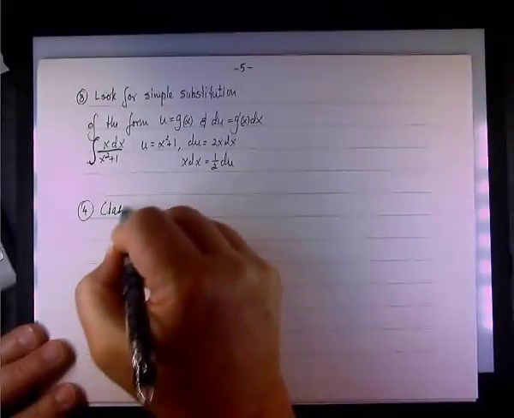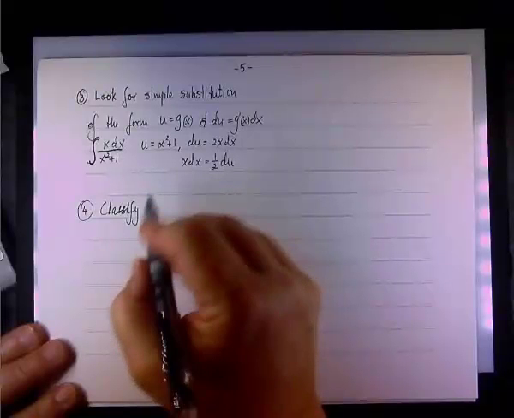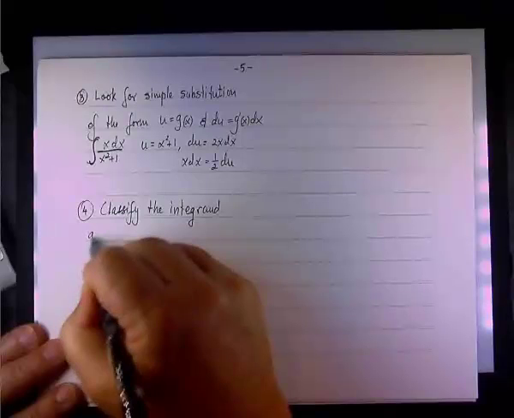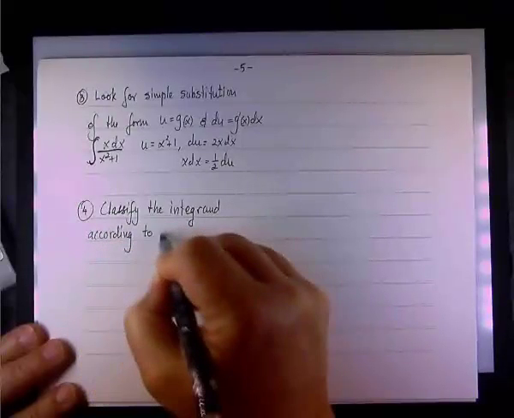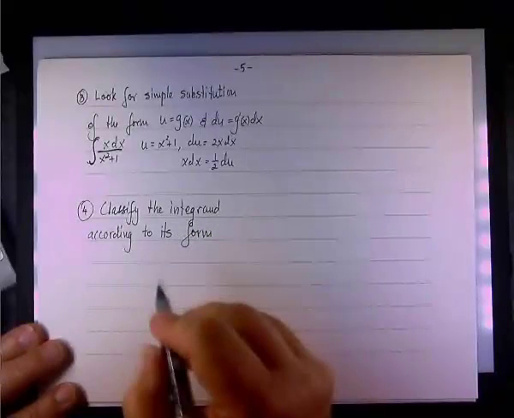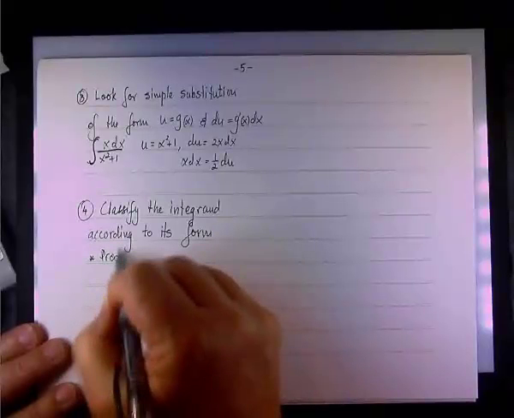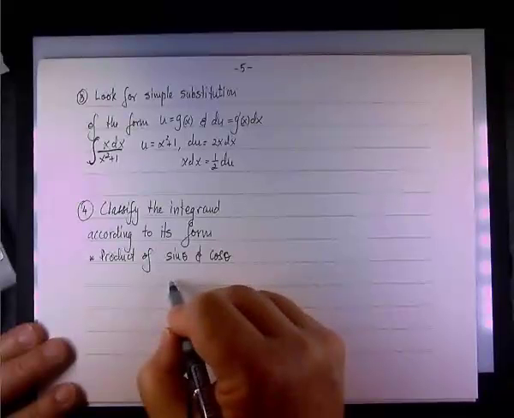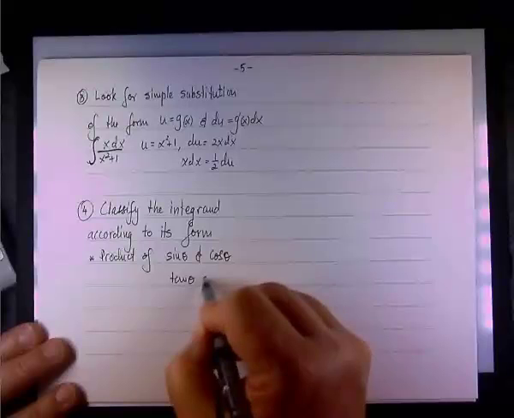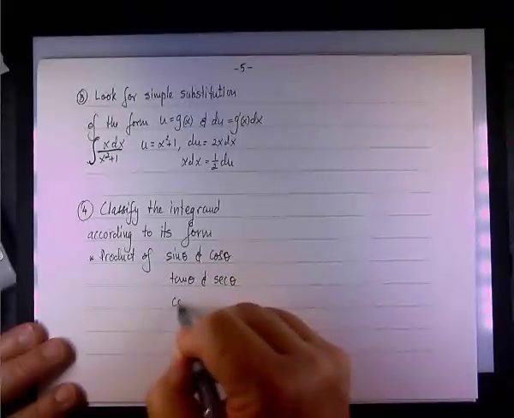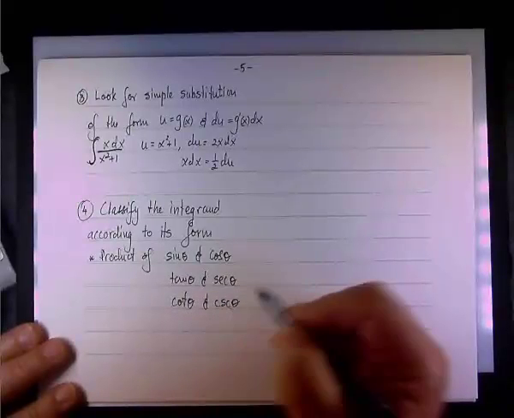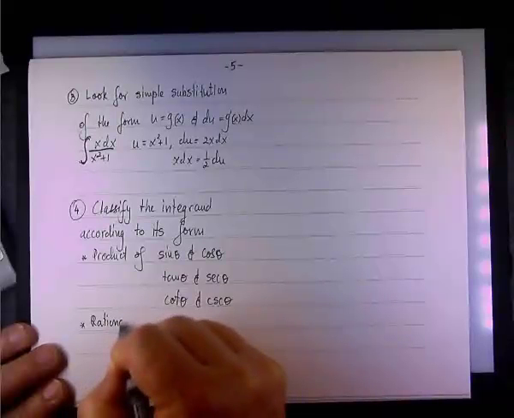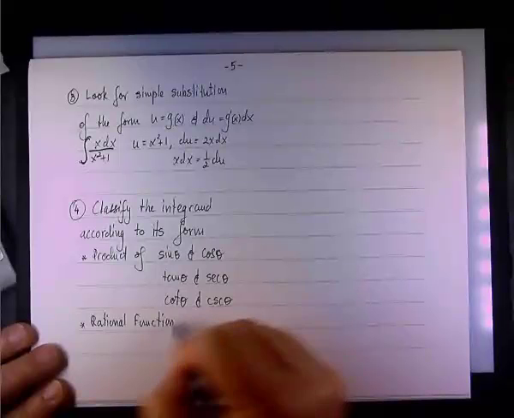Okay, and next to last, and I just give you the title, but I'll give you the breakdown on Thursday. We want to classify, no, I still have a little time, the integrand according to its form. For example, if I see product of sine times cosine, then I know what to do. If I see product of tangent and secant, I see product of cotangent and cosecant, right?